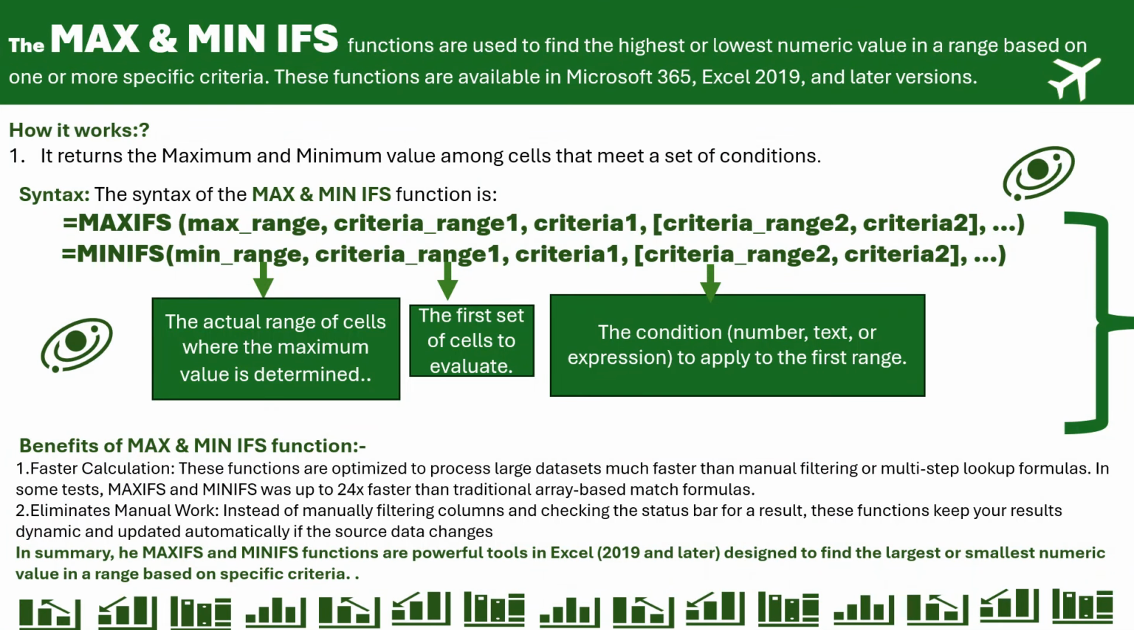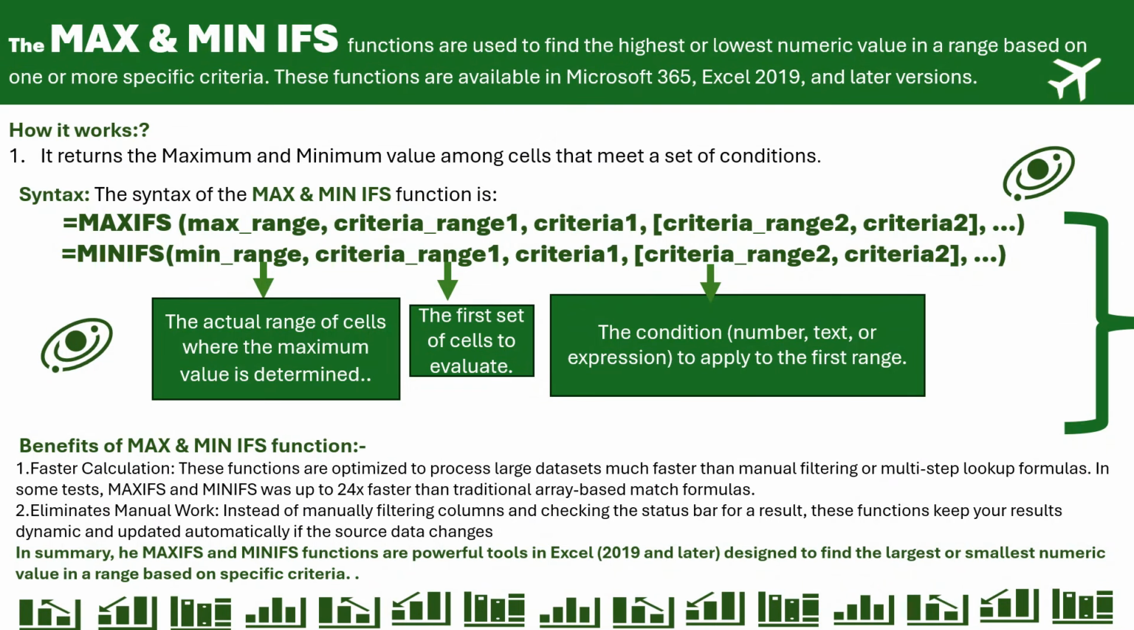Once again, I am back with a new Excel function called MAXIFS or MINIFS. These functions are used to find the highest and lowest numeric values in a range based on one or more specific criteria. These functions are available in Microsoft 365, Excel 2019 and later versions. So let's understand how it works. It returns the maximum and minimum value among cells that meet a set of conditions.